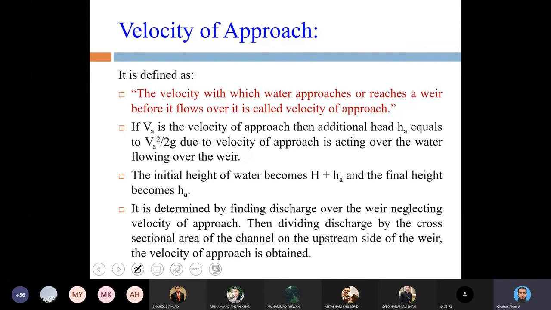For example, जैसे एक पानी इस तरह फ्लो कर रहा है, आपने उसको कॉन्ट्रैक्ट कर दिया, तो जैसे ही कॉन्ट्रैक्ट होगा तो इस कॉन्ट्रेक्शन की वजह से there is an increase in the velocity. So which we need to measure. So the velocity with which the water approaches or reaches a weir before it flows over it is called the velocity of approach.